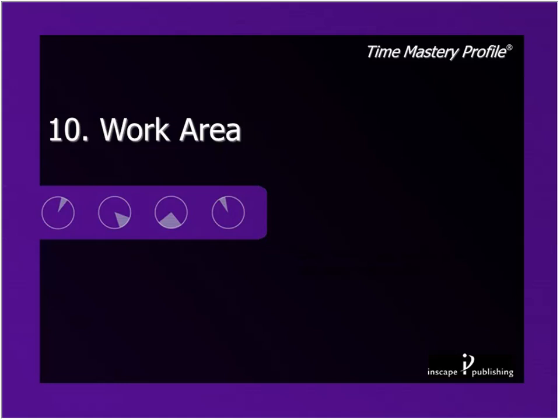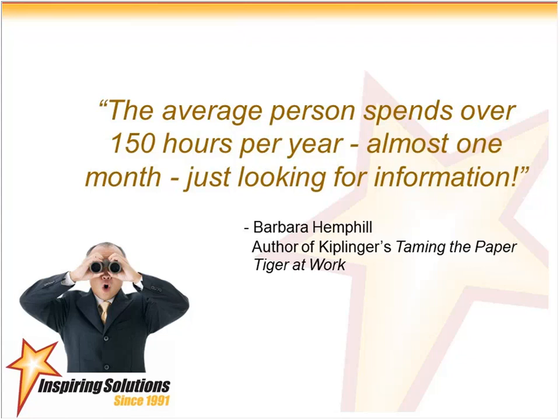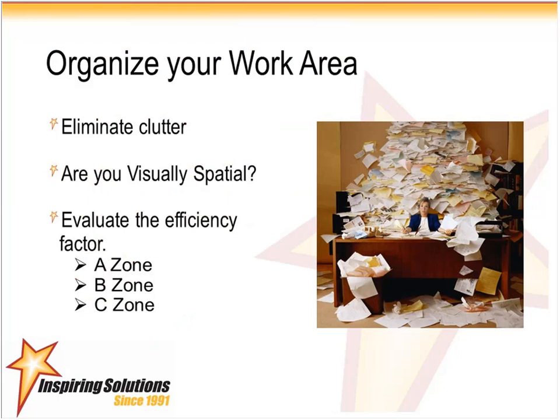The 10th area that we're going to explore is your work area. Now, I believe that we spend a lot of time wasting time looking for stuff. Barbara Hemphill wrote a book called Taming the Paper Tiger at Work. Studies have found that the average person spends over 150 hours per year, almost 1 month, looking for information. What that means is you need to have a good system to work or a good work area.